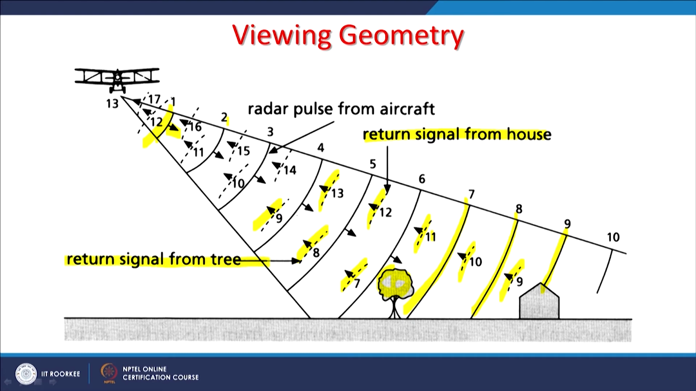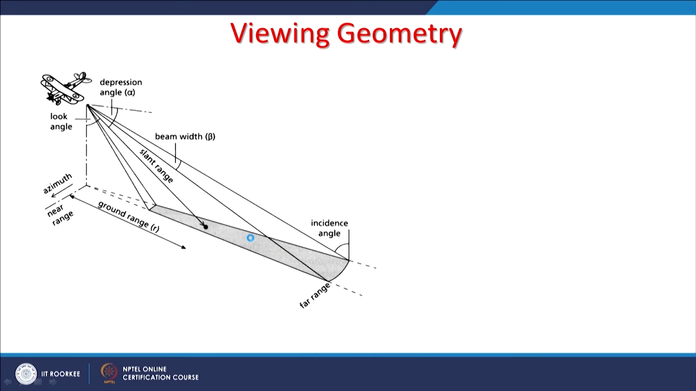So, return signals from the tree are these ones, whereas return signals from the house are different, and the radar pulse comes from the aircraft which is coming downward from there. Likewise, this is how pulse by pulse the data is sent and then backscatter is recorded, and microwave images are generated, where the value is a complex number.